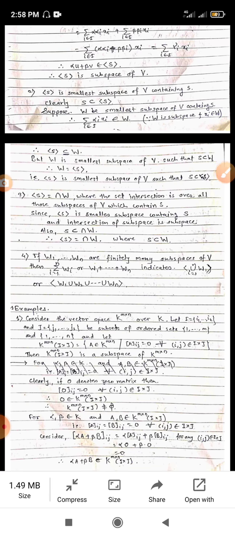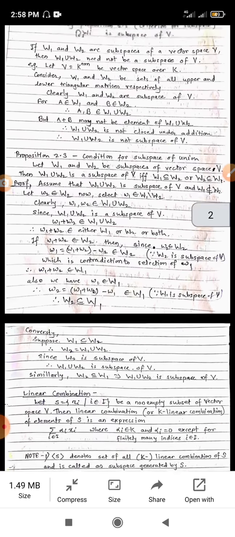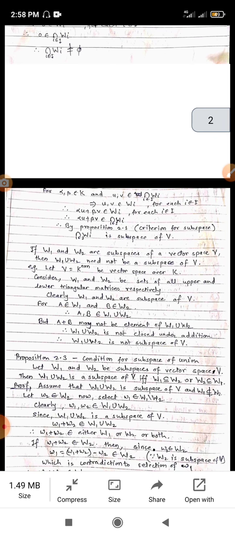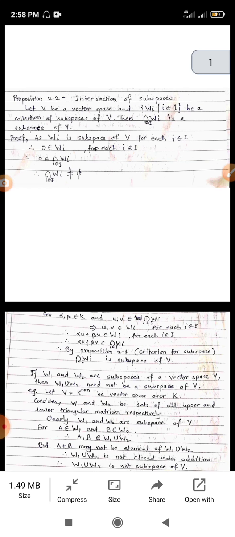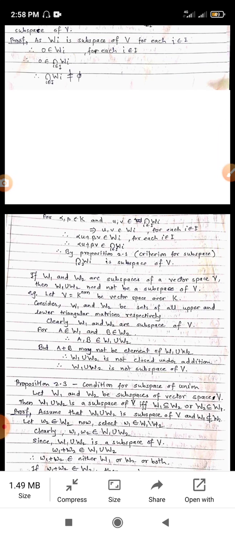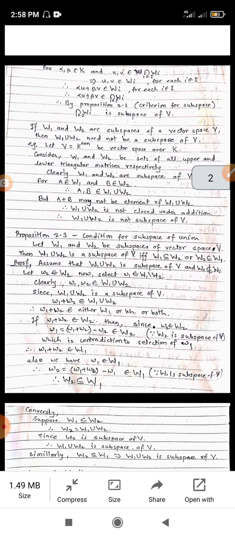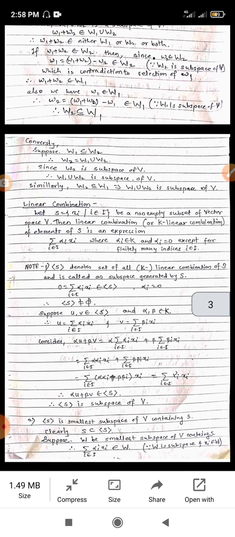So in today's lecture we saw the detailed definition of subspace and the properties of subspaces. We saw that the union of two subspaces need not be a subspace, the intersection of subspaces is again a subspace, the union of subspaces forms a subspace if and only if one of the subspaces contains the other, and linear combinations form a subspace under the given criteria.